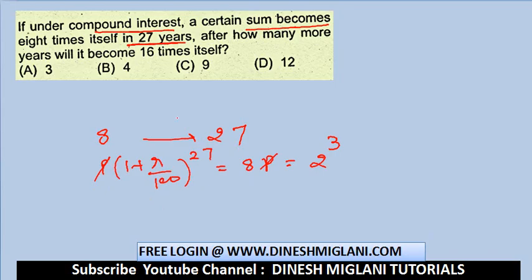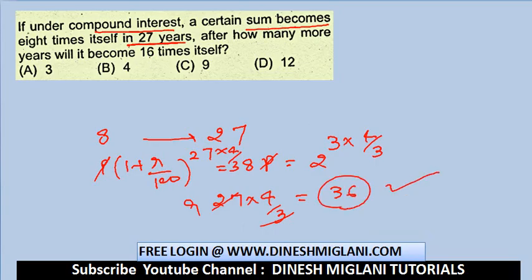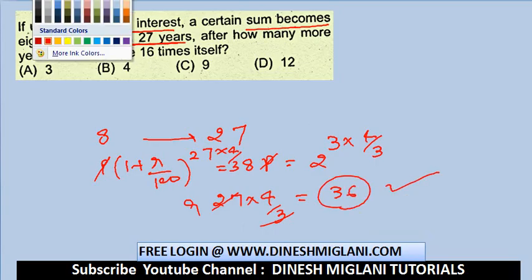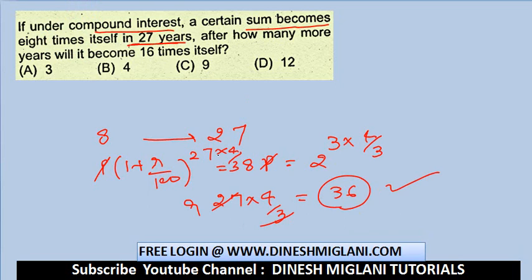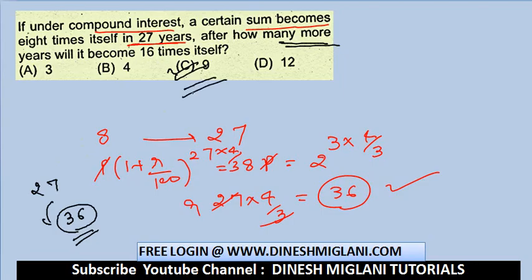Now for making it 16 times, I require 2 raised to power 4. It means I have to multiply the time by 4 by 3. So it means 27 into 4 by 3. 3 will go into 27, 9 times. This is 36. Means the total time required for this is 36 years, right? But I have to find out how many more years. We have 27 years already, and this is 36. So 9 more years are required. So hence I can say the answer to my question is 9 years. That becomes my answer.